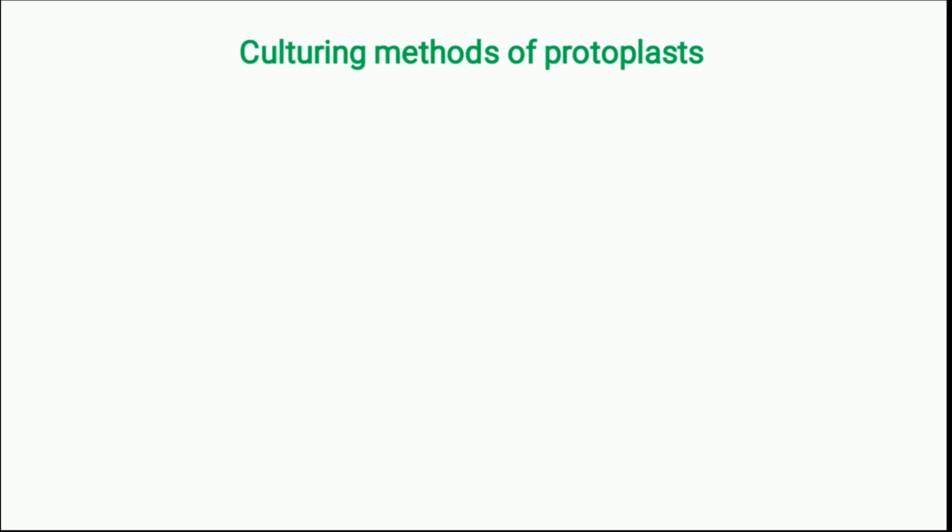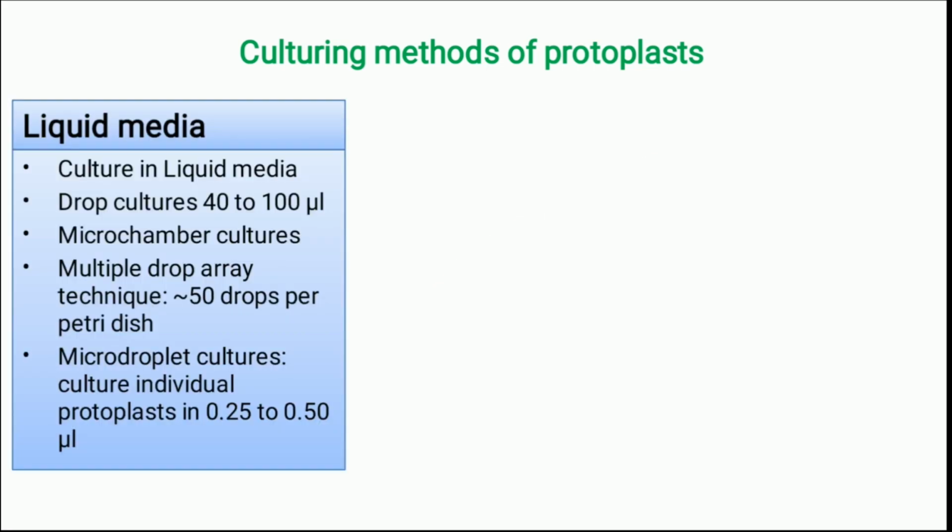Once the protoplast is isolated, it is essential to make sure the protoplasts are vigorous and can regenerate into a whole plant under in vitro conditions. For that, different methods are used to test the viability of protoplast. Three kinds of nutrient media are used. The first medium is called liquid medium.